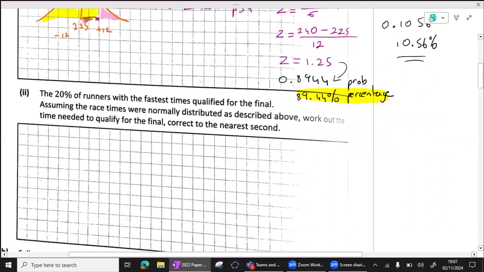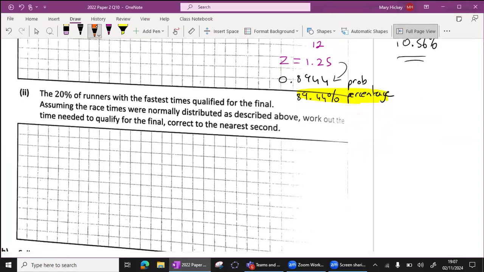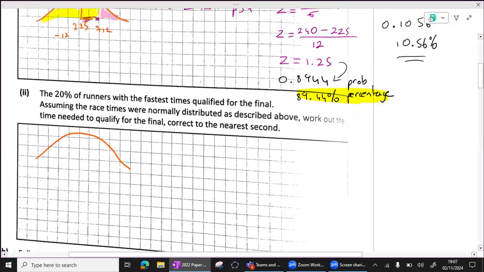The 20% of runners with the fastest times qualified for the final. Now, let's again do a sketch here. The very first question you're asking yourself is, where are the fastest runners? The fastest runners are down this end. That can be confusing because when we think of the left of a diagram, we often think of that as smaller, but remember, when it comes to a race, you want your time to be low. If your time is low, you've done well. If your time is high, you haven't done as well. So it's the left-hand side we're interested in.